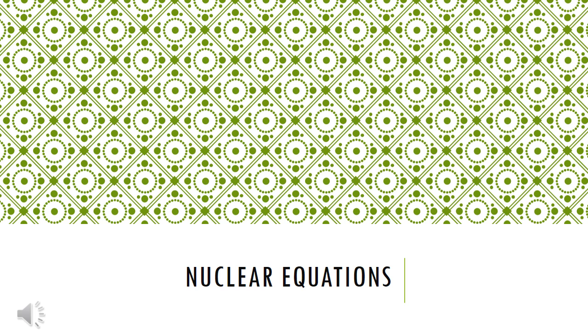Today we're going to be looking at how to write nuclear equations. Now, in a lot of ways, it's similar to a chemical equation, but we're focusing more so on the mass number, protons, and neutrons, and we will also be looking at alpha, beta, and gamma radiation and how to express that in a nuclear equation.